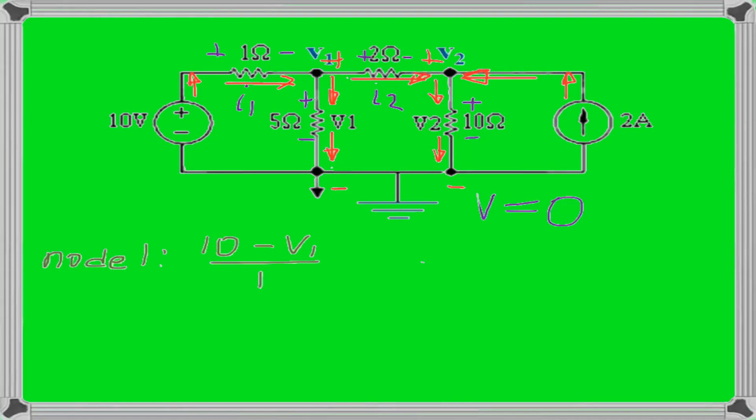Then let's look at the current going through 5 ohm resistor. It's going down out from the node, so we assign this as negative current, so we put minus. And with the same method, voltage at plus will be for this current V1 minus voltage at minus, and at the bottom we have the reference node where voltage is 0, so minus 0 over resistance 5.